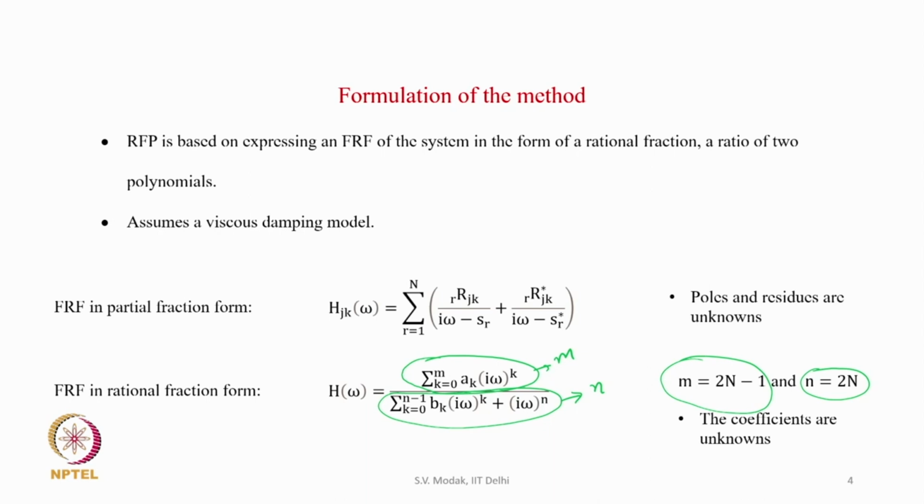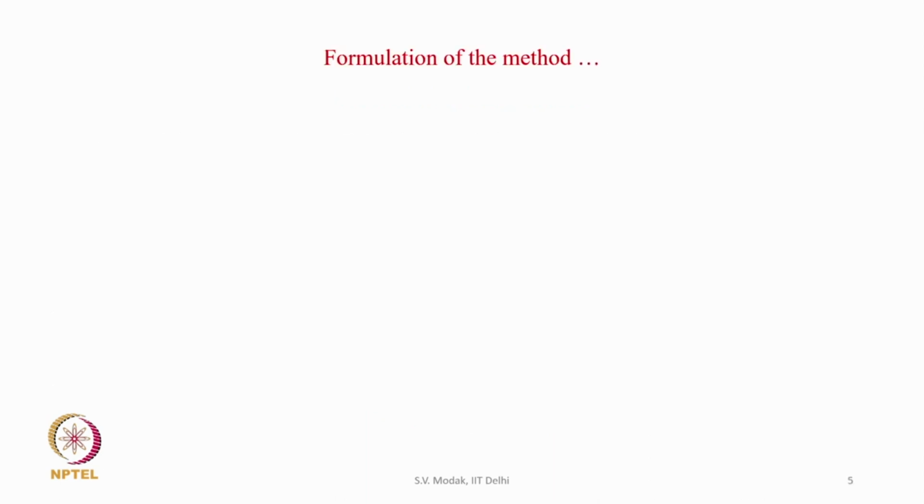So, if the FRF is given, that is H of omega is given, then we need to feed this expression to the FRF and find the values of the coefficients a and b, which are the coefficients in the numerator and the denominator polynomial. And these numerator and denominator polynomials ultimately are related with the poles and residues. So, once these coefficients are known, then it would be possible to find out the poles and residues of the system. So, that is the idea behind the rational fraction polynomial method. So, let us now further look at the formulation of the method.